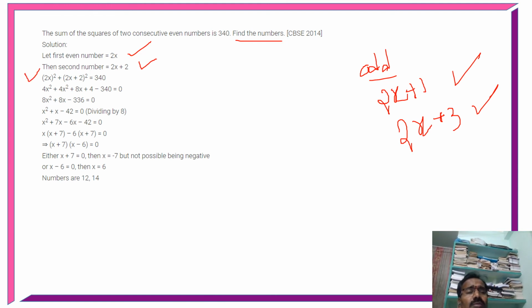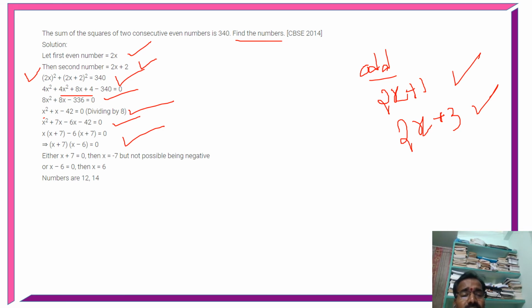According to the problem, the sum of squares of both is 340. So (2x) whole square plus (2x plus 2) whole square equals 340. Apply the expansion of (a plus b) whole square, that is a square plus 2ab plus b square. 2x whole square is 4x square. After simplification we get 8x square plus 8x minus 336. Then 8 is a common factor, so divide by 8. We get x square plus x minus 42. Apply the appropriate method. We have x plus 7 equal to 0 or x minus 6 equal to 0.